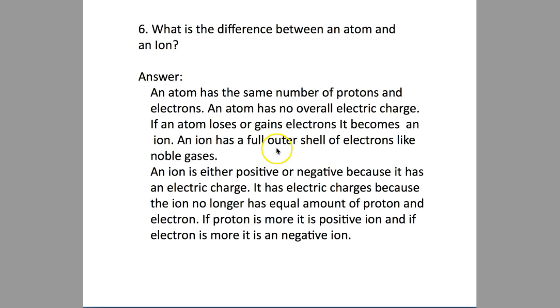An ion has a full outer shell of electrons like noble gases. An ion is either positive or negative because it has an electric charge. It has electric charge because the ion no longer has an equal amount of protons and electrons. If protons are more, it is a positive ion, and if electrons are more, it is a negative ion.